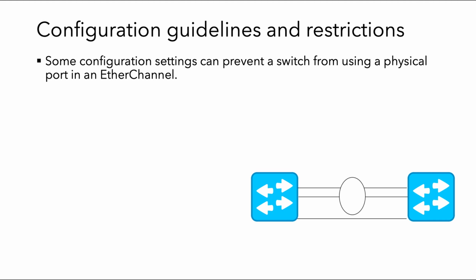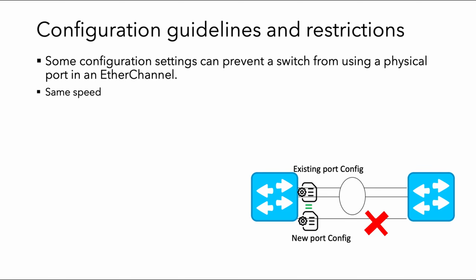Before adding any physical port in an Ether channel, the switch compares the new port configuration to the existing available ports in the channel. That new port configuration must be the same as the existing ports. Otherwise, the switch will not add this new port to the list of approved and working interfaces in the Ether channel. The configuration that needs to be the same is as follows.